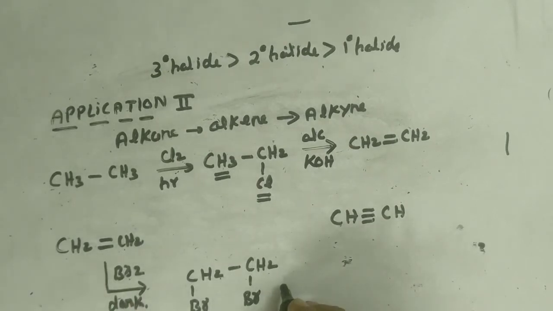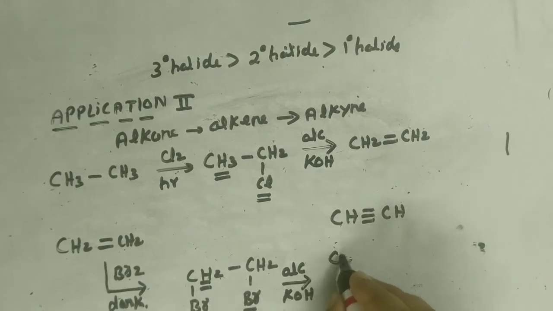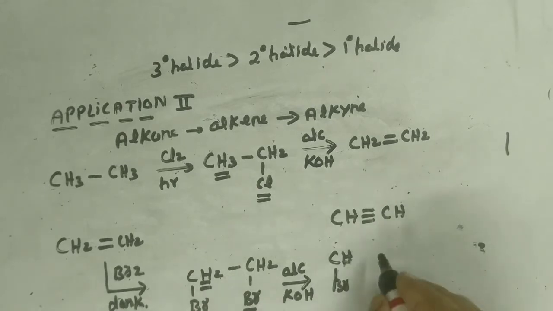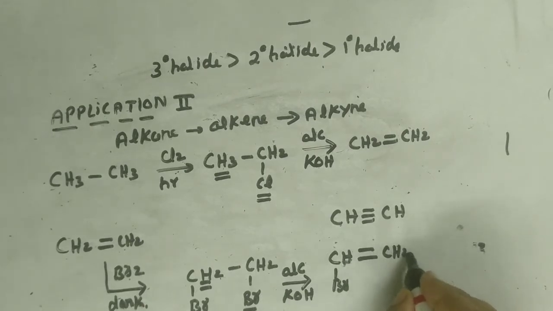Now what we'll do, in this we are going to put alcoholic KOH. From any of the carbons, halogen will go. From the adjoining one, hydrogen will go. And you will get a double bond. So what you will get? CH, this is left over. The H has gone from here, so it will be a double bond. Br gone from here, CH2. What is this compound? This compound stands for bromoethene.